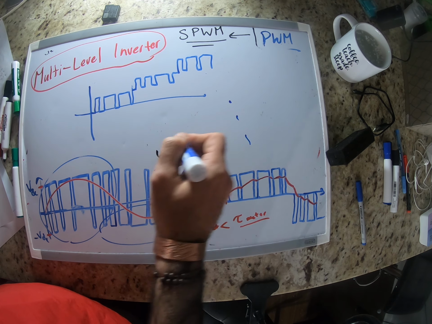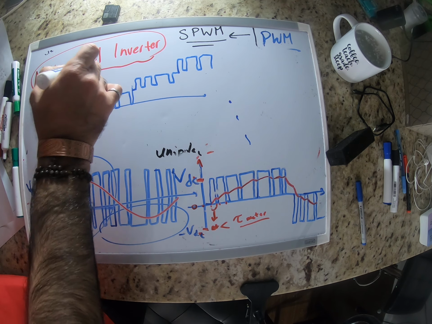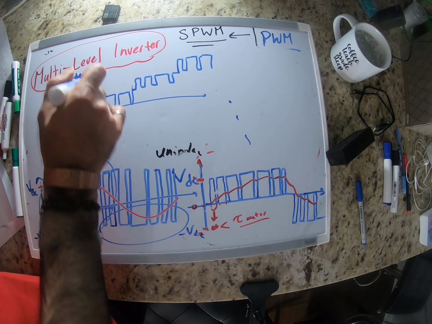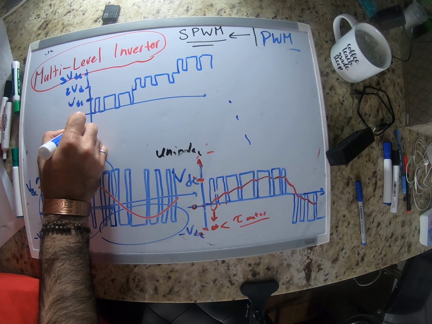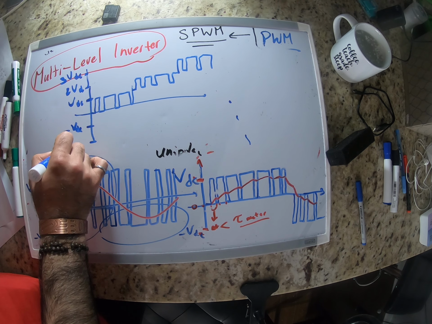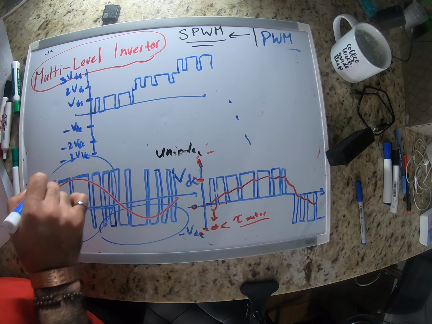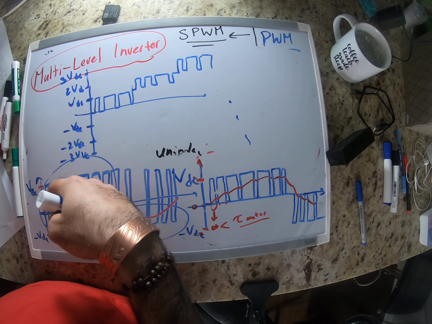And the same thing in the other level. So you would have, let's say this is VDC, this is 2 VDC, this is 3 VDC, and you have also negative VDC, negative 2 VDC, and negative 3 VDC. So this is called a multi-level inverter.